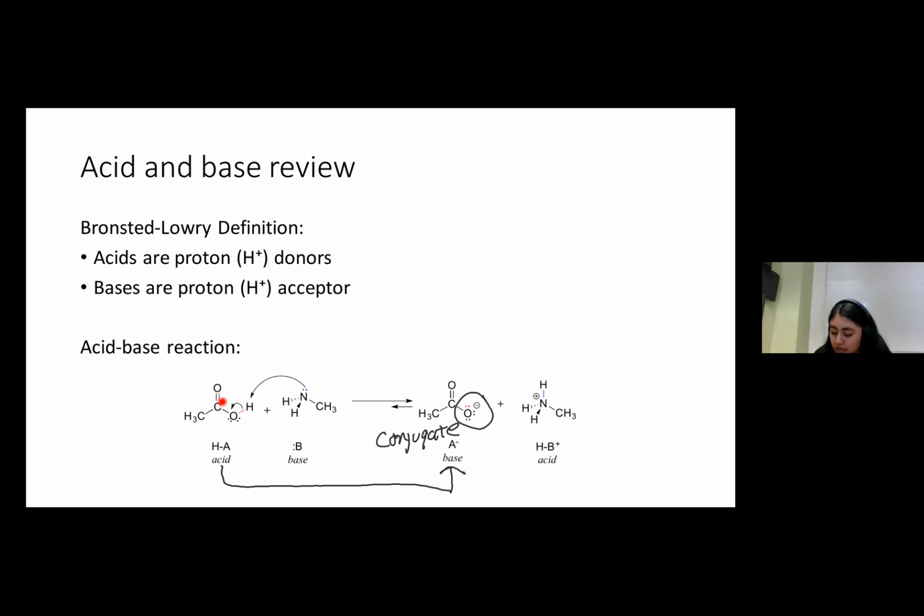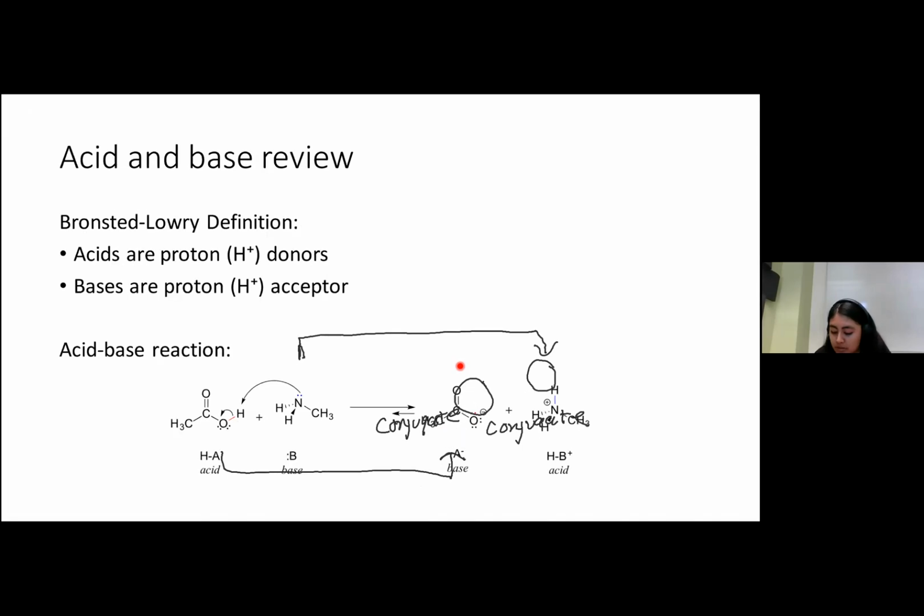And this is going to be important for something we're going to talk about in a moment. But now let's look at the base as well. This one gained the H, so now it has a positive charge. And this became an acid, or more specifically, a conjugate acid. So we're going to be focusing on the conjugate and how it affects the stability of acids and bases, or when we're ranking acids and bases, how that's important.